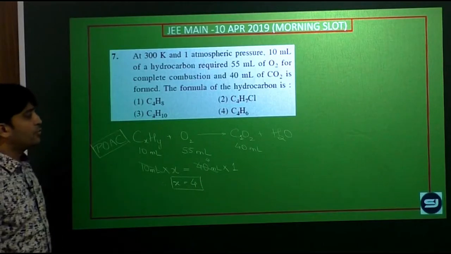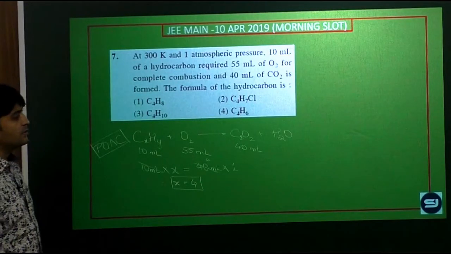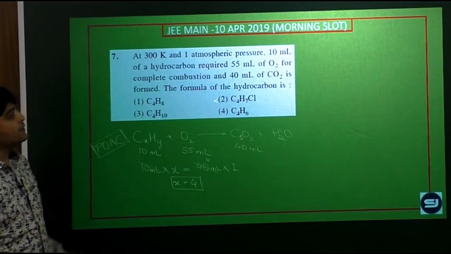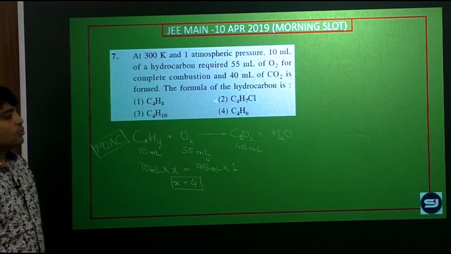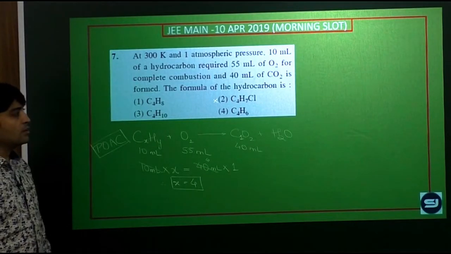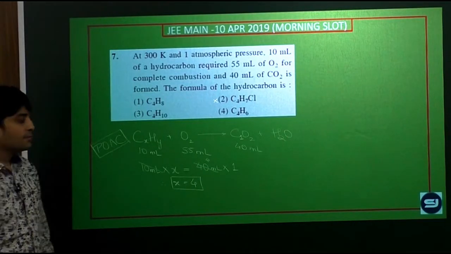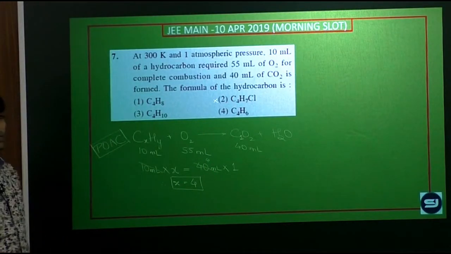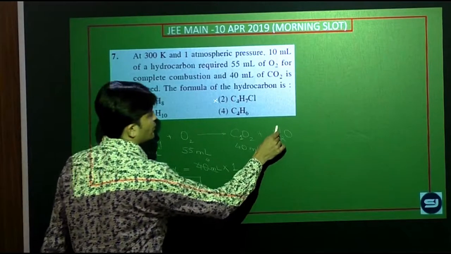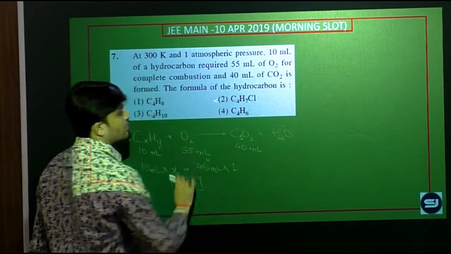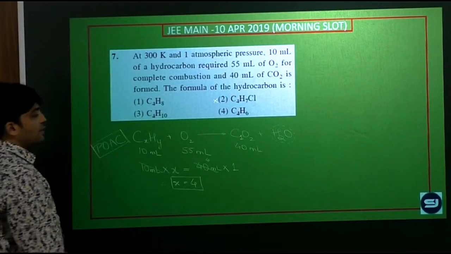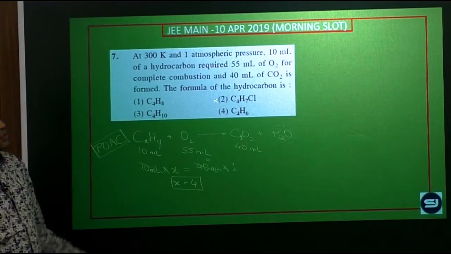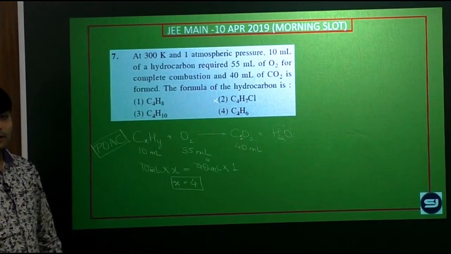Now x equals 4 is confirmed, but all the options have a C4 in it. One option is not the correct answer because it is not only a hydrocarbon, there is chloride present in it, so the other options would be valid. Now, to get the hydrogen, we have to again apply the similar principle of atoms conservation. But we don't know the volume of the water in this case. So what we will do is compare the oxygen, the volumes of the oxygen in carbon dioxide and water on the other side.